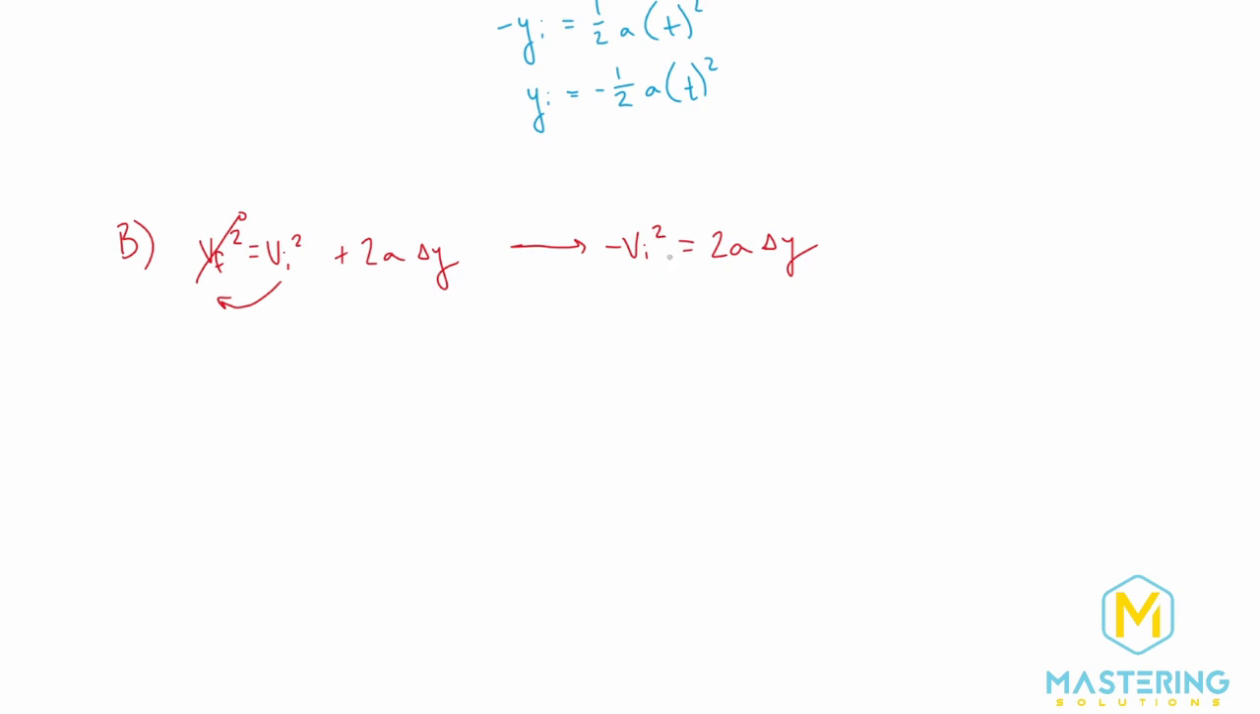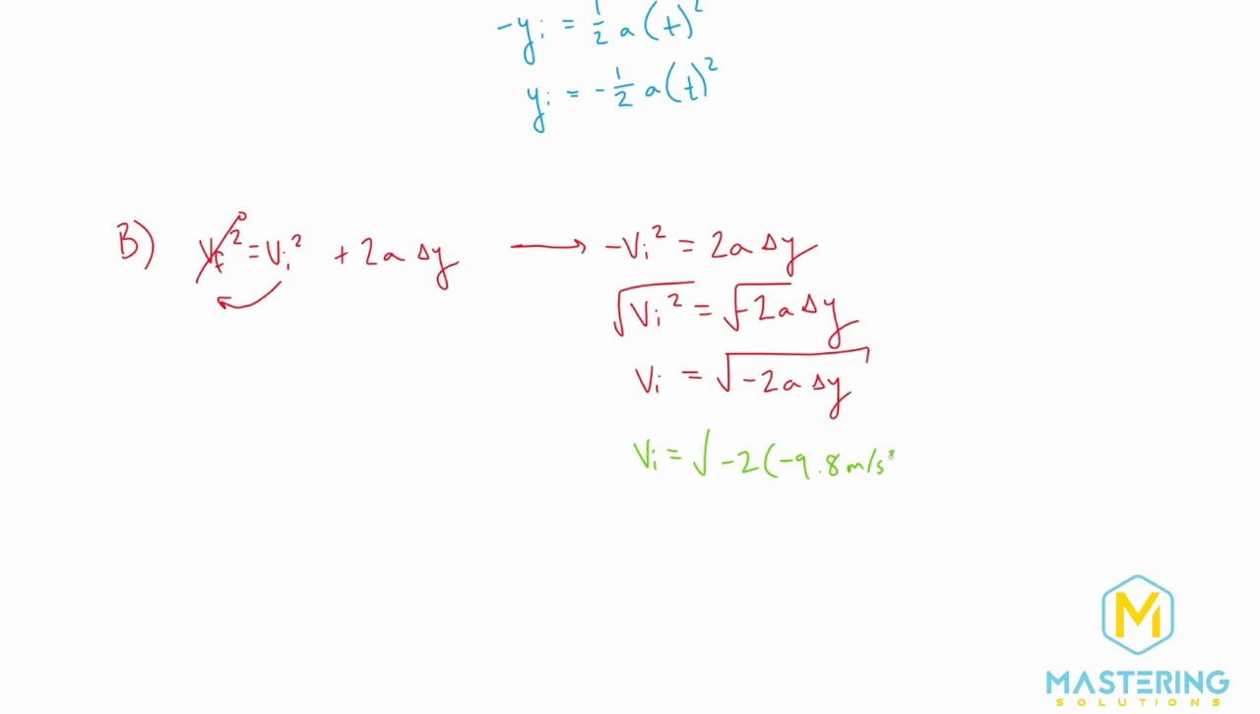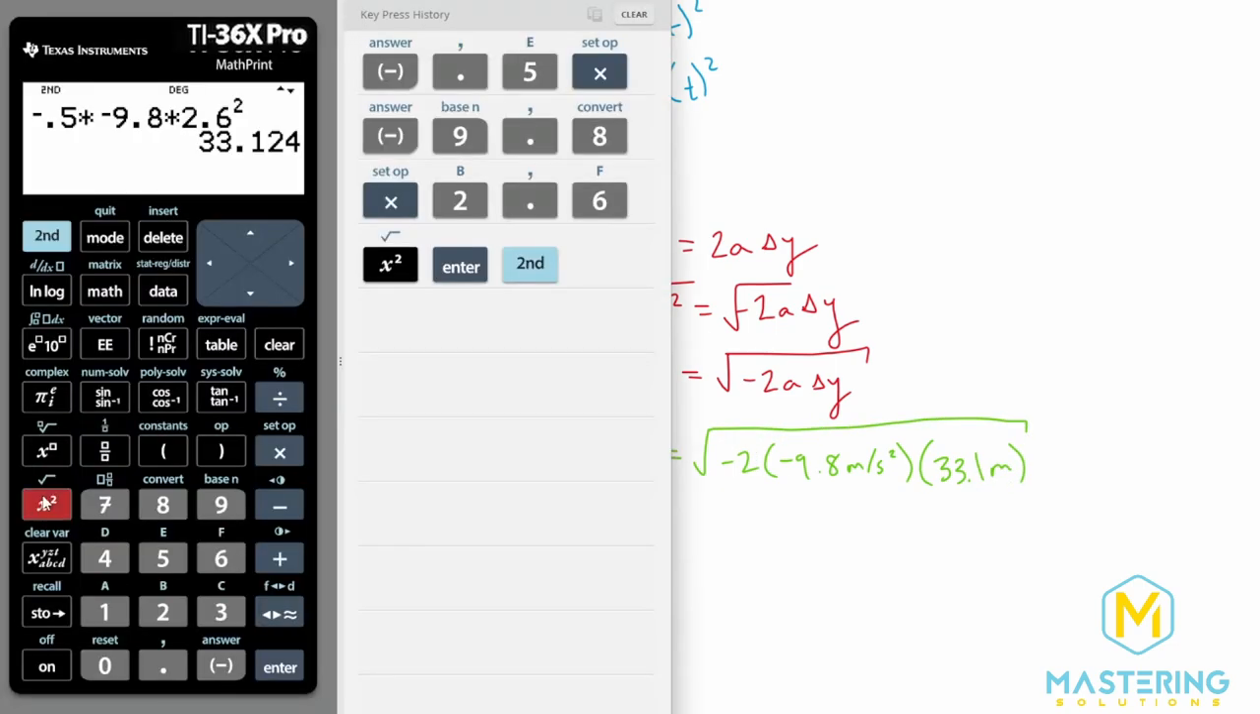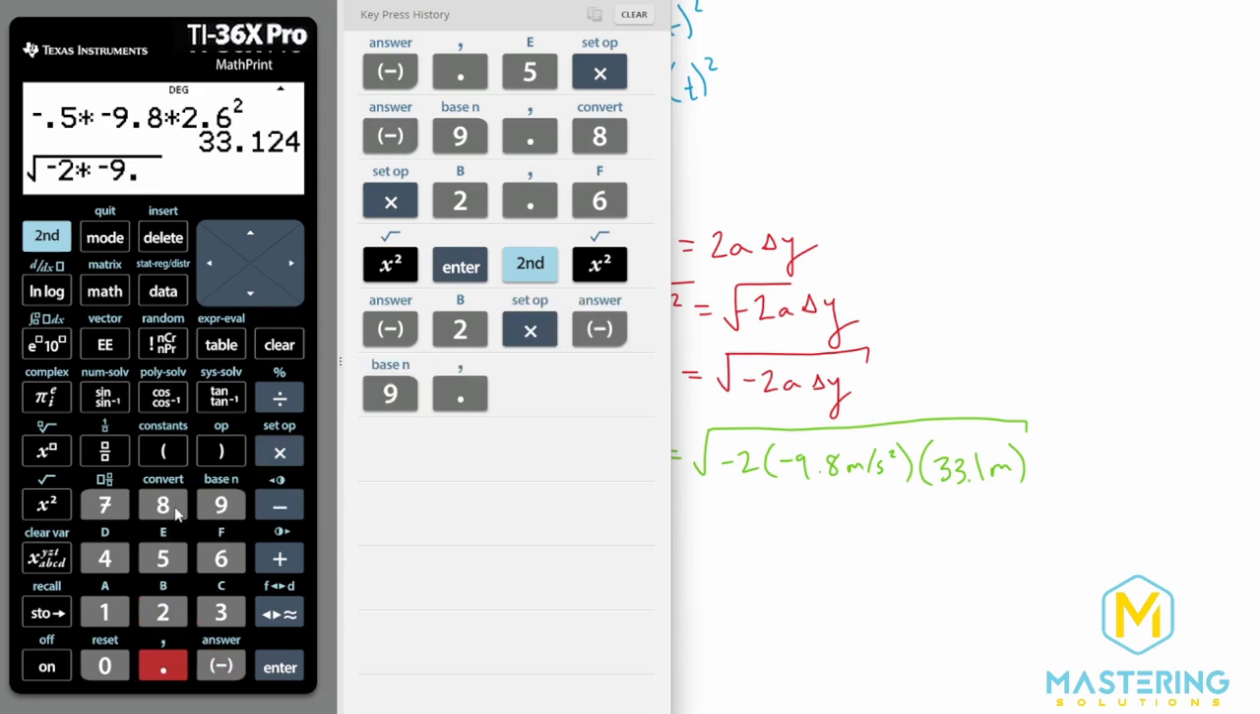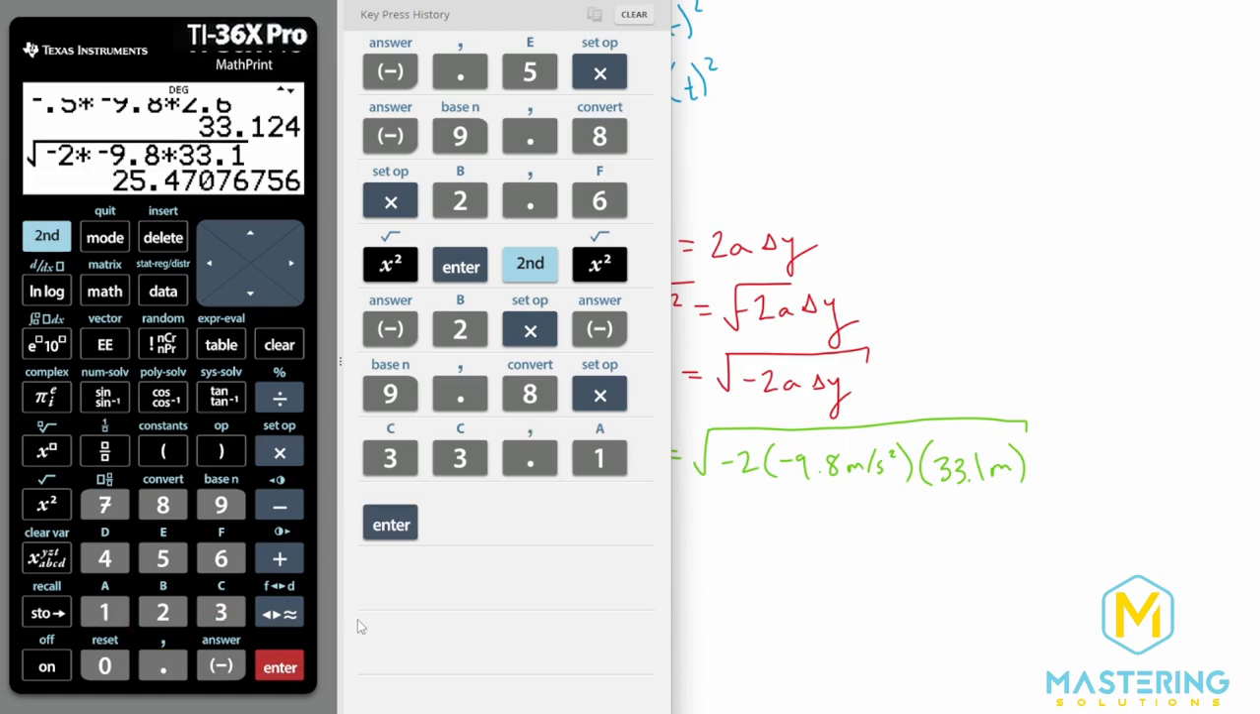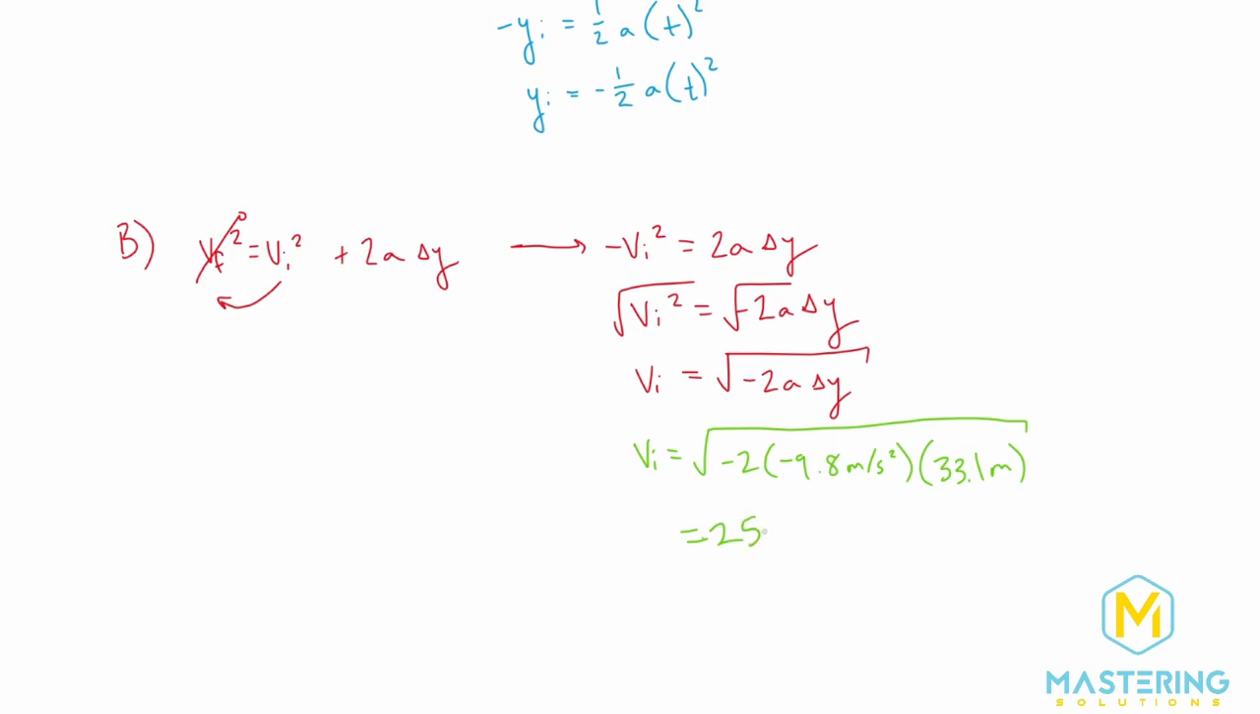We don't want negative v initial, so we'll multiply both sides of the equation by negative 1 again. So we have v initial squared is equal to negative 2a times delta y. And then we'll square root both sides of the equation, which will give us finally v initial is equal to the square root of negative 2 times the acceleration times delta y. And if we plug in our numbers again, we have v initial is equal to the square root of negative 2 times negative 9.8 meters per second squared for the acceleration, and delta y we said was 33.1 meters. So the square root of negative 2 times negative 9.8 times 33.1 meters is going to give us the initial velocity for the ball of 25 meters per second.